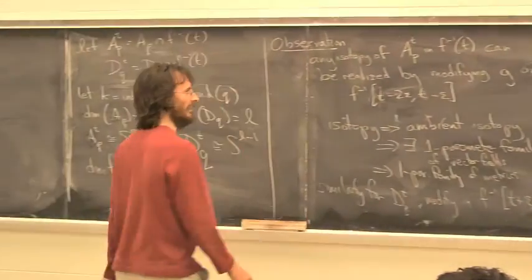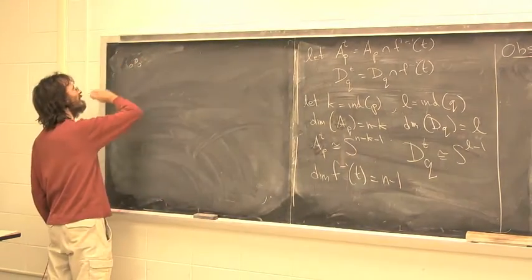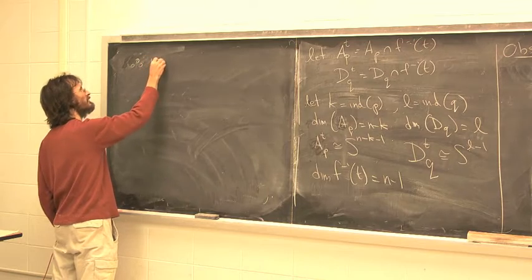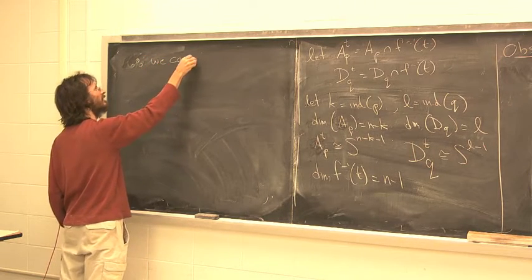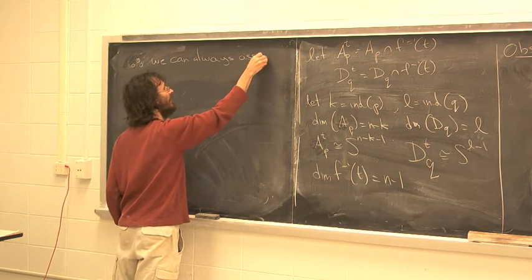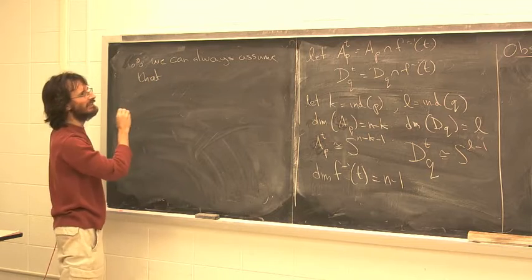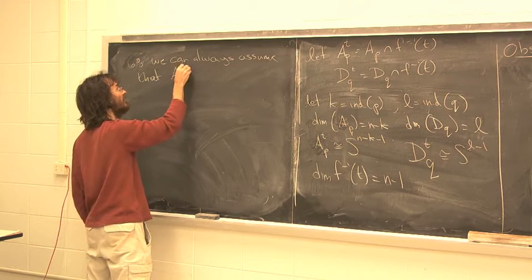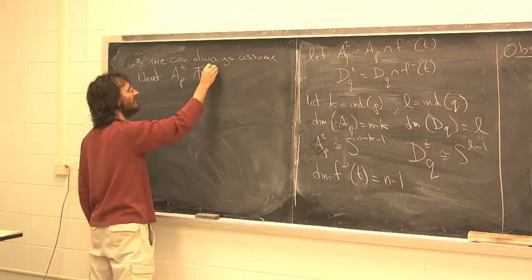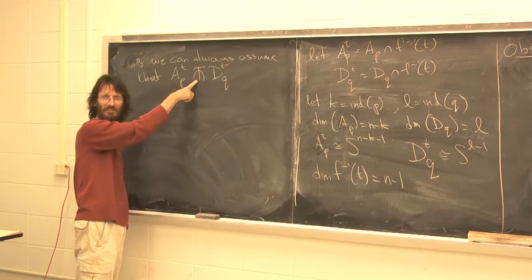And so the upshot of this is we can always assume that they intersect transversely. Are you happy with this notation? This means transverse intersection. Okay.